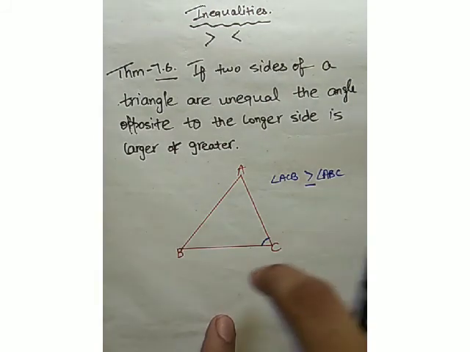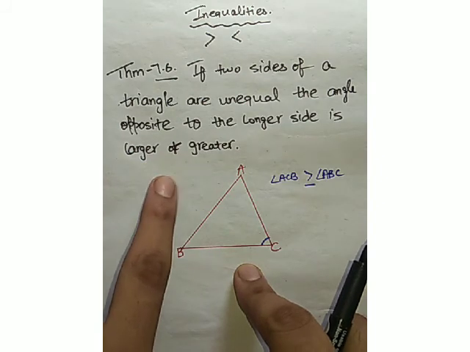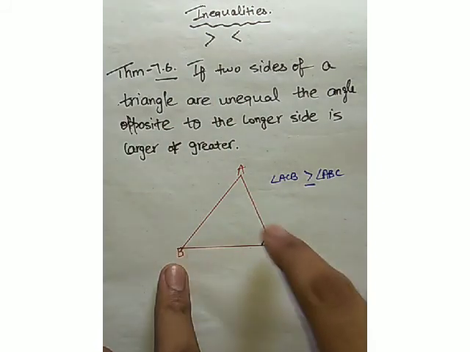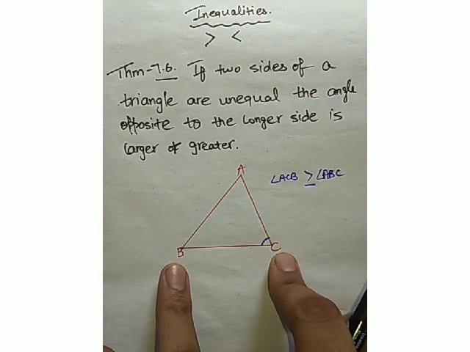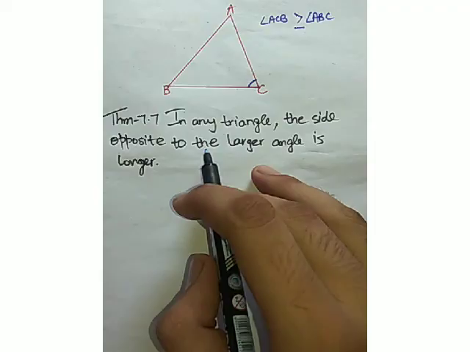So whenever there is a triangle whose two sides are unequal, just think and apply this theorem: the angle opposite to the longer side is greater. Okay, let's move to the next theorem. It was an easy one.